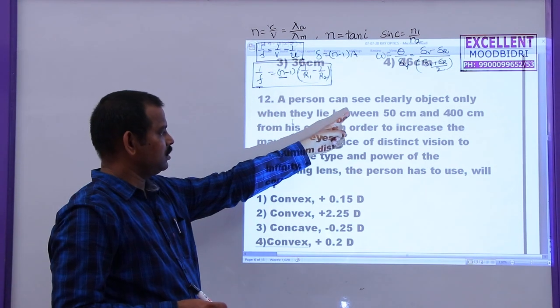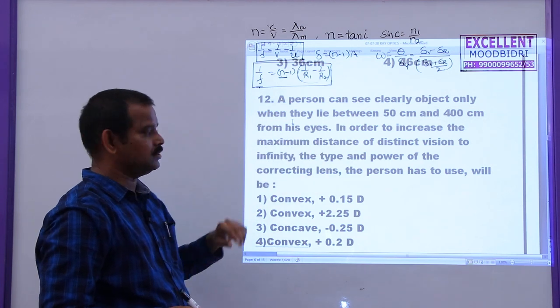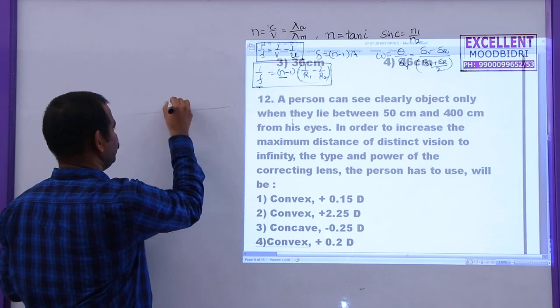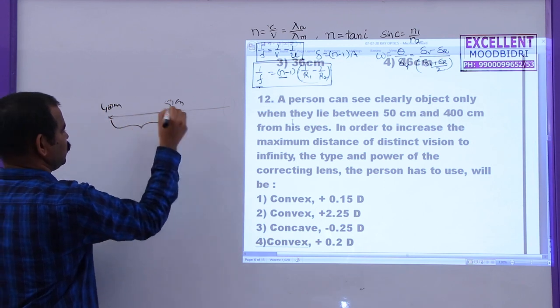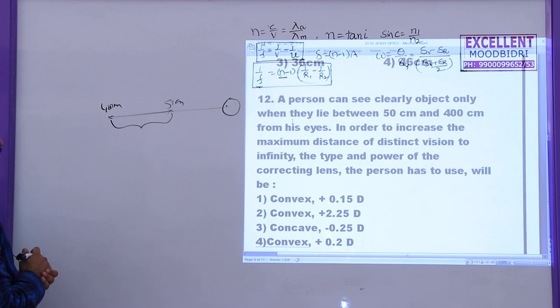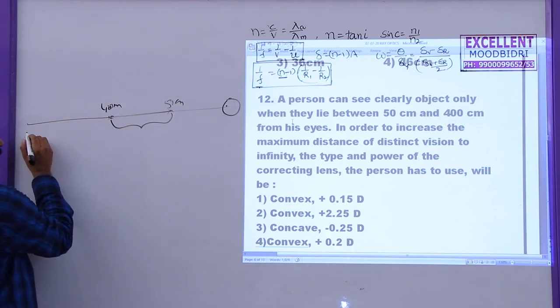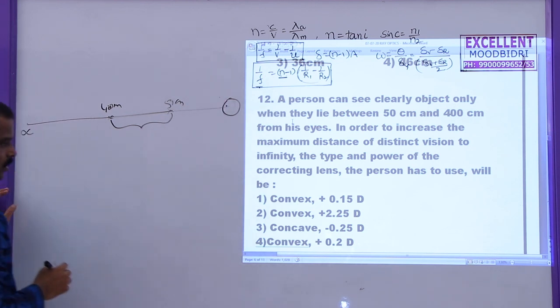A person can see clearly objects only when they lie between 50 and 400 centimeters from his lens. So this is his lens. If the object is at 50 centimeters to 400 centimeters, between these two only the person can see these objects. Now if you want to extend this distance of vision to infinity, what type of lens does he have to use?